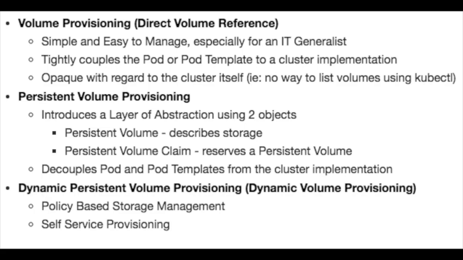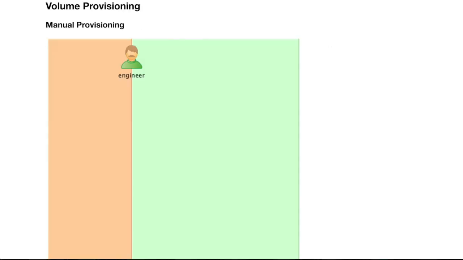The three patterns of storage provisioning that we'll cover today are volume provisioning, persistent volume provisioning, and dynamic persistent volume provisioning, or dynamic volume provisioning. We'll start with volume provisioning, and this is something that was demonstrated in the previous episode.